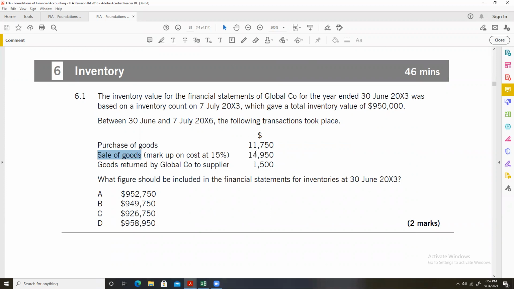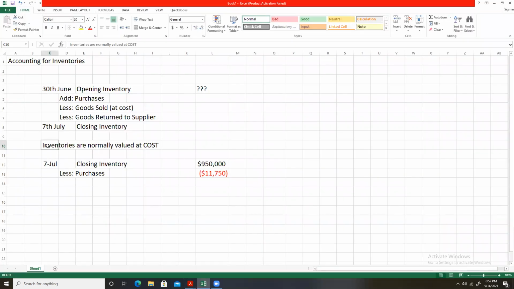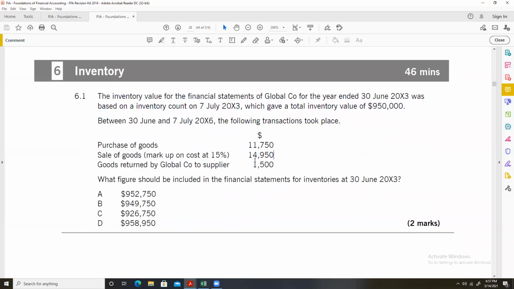sale of goods. Now, goods were sold for 14,950. How much should these goods have cost? The question is, how much should these goods have cost? Because as I told you, inventories are normally valued at cost. So while performing this calculation, we will only take the cost of the goods.